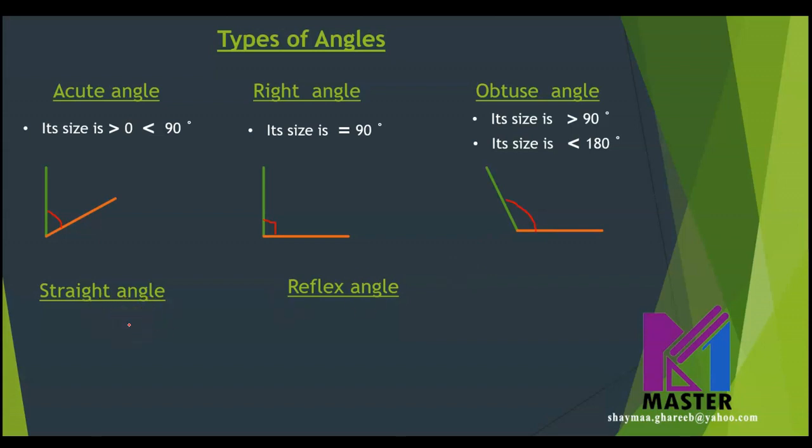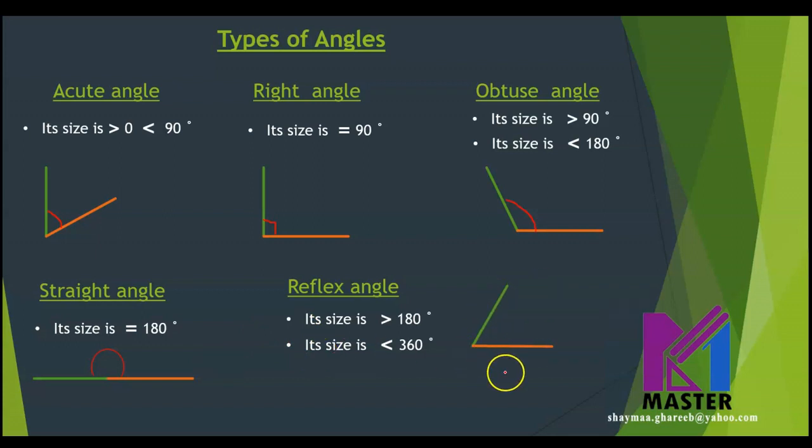What about the straight angle? From its name, it looks like a straight line and its size is exactly 180 degrees, as you can see here. So this is a straight angle. What about the reflex angle? If you open your angle more than the straight angle, you will get a reflex angle. The reflex angle is greater than 180 degrees and smaller than 360 degrees. So where is the reflex angle here? Here it is. What about the opposite angle to it? Can you see it? It's an acute angle. All right.